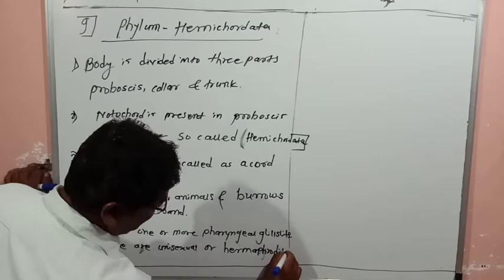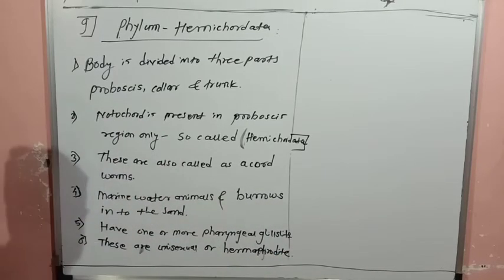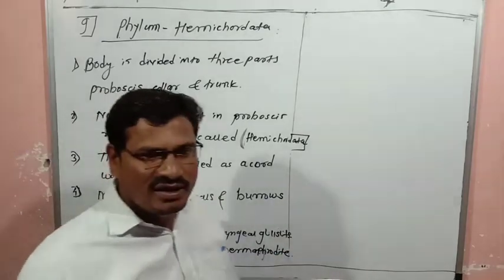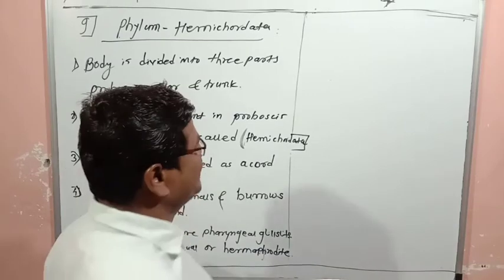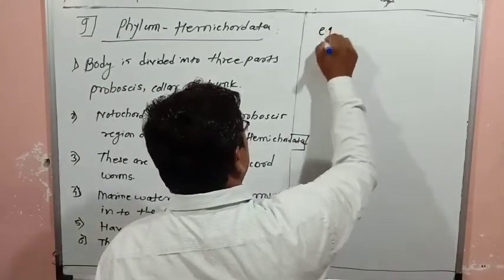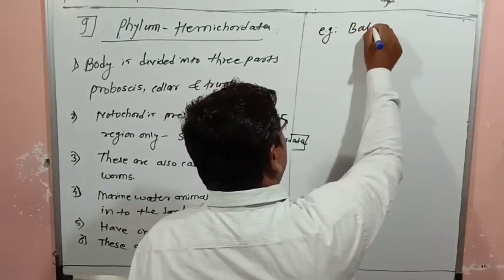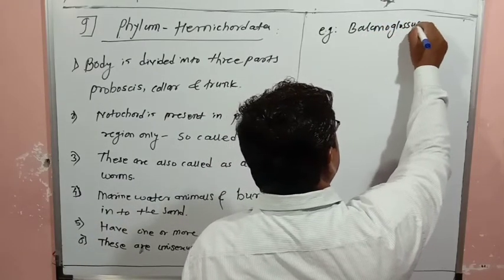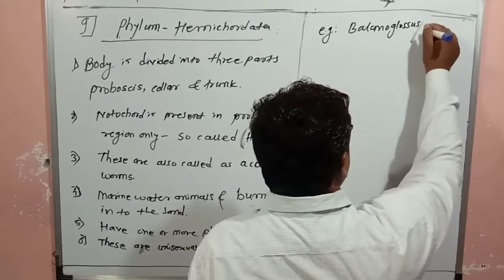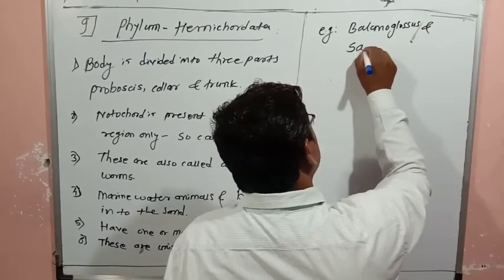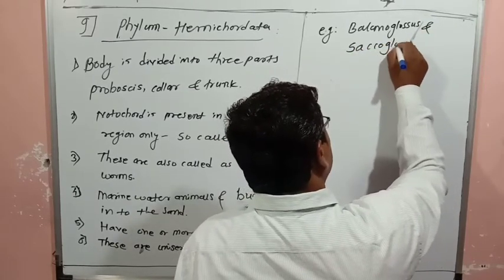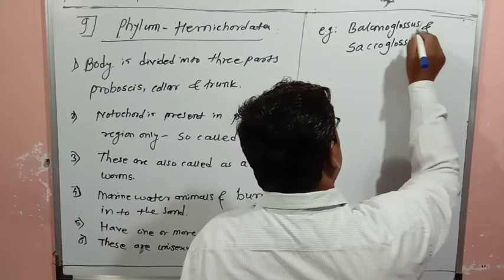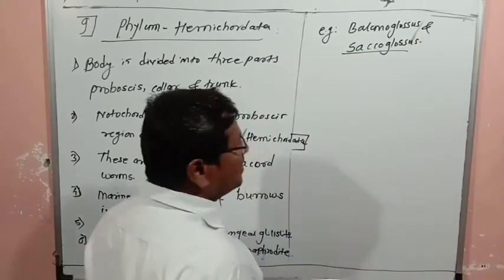These are unisexual or hermaphrodite. And examples are there: balanoglossus and saccoglossus. Balanoglossus and saccoglossus, these are the examples.